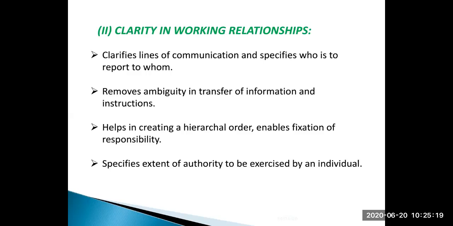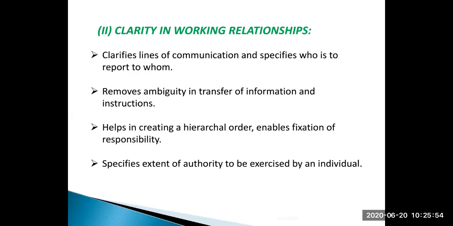So organizing helps you to have clear communication, and it also removes ambiguity in transfer of information and instruction. Now, when there is clarity in working relationship, it helps in having a proper hierarchical order. If you observe in an organization, at any level of management, be it top level, middle management, or lower management, it's always hierarchical. The communication always flows either from upward to downward or downward to upward.